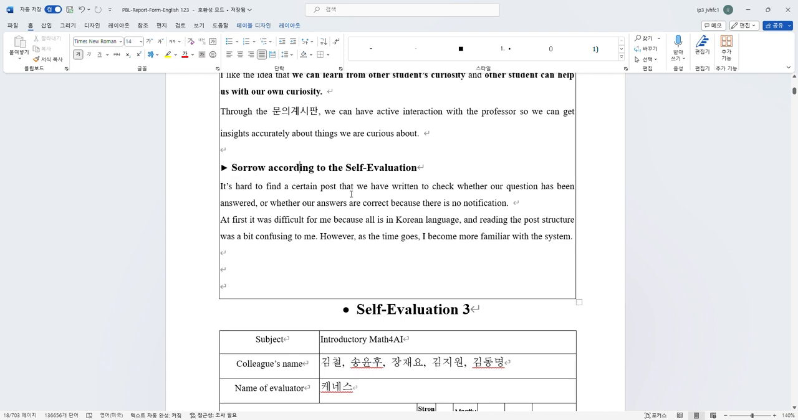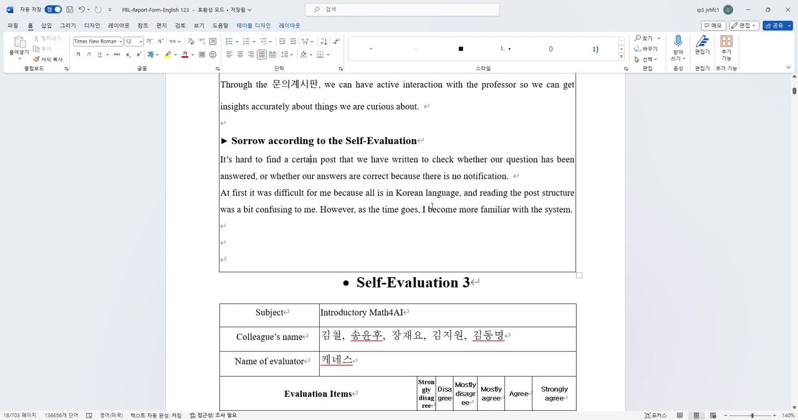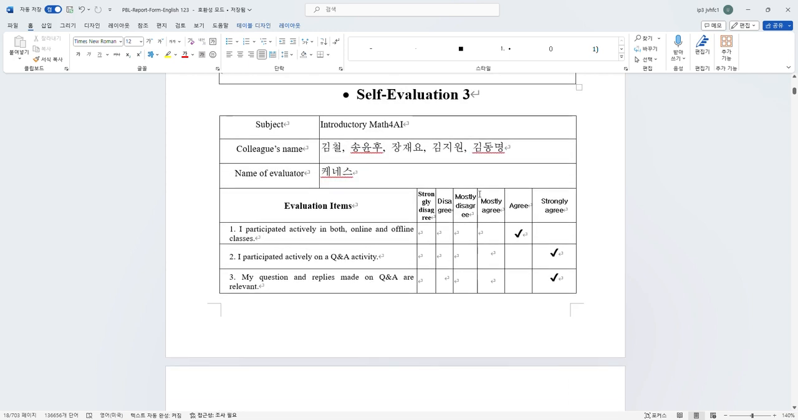However, there are some sorrows that I experienced during this class, which is it's quite hard to find a certain post that we have written to check whether our question has been answered or whether our answers are correct because there is no notification. At first, it was difficult also for me because all is in Korean language, and the post structure was a bit confusing to me.